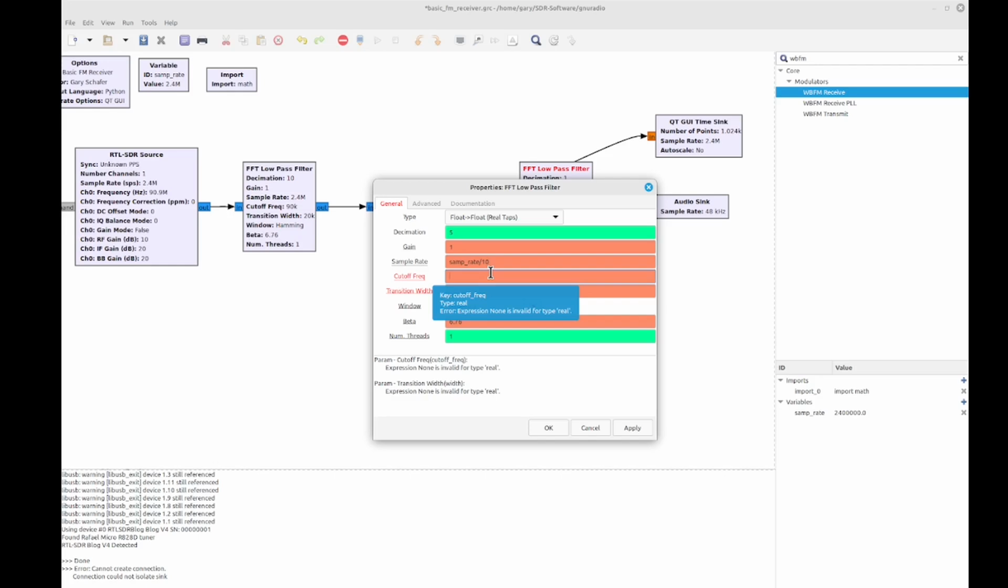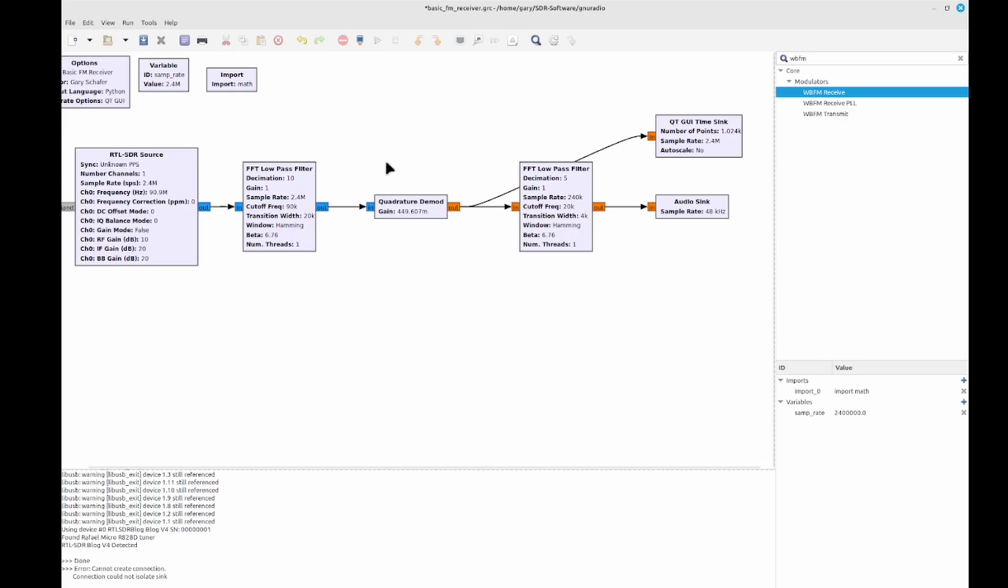Next, for the cutoff frequency and transition width, my audio frequency going out is going to be 48 kilohertz. Nyquist frequency for that is half of that, which is 24. So I want the sum of my cutoff and transition width to be no more than 24. Now, I can get away with a little bit more than that, but for now, let's just assume that that's my hard limit. So my cutoff frequency, I'm just going to say 20 kilohertz. And then the transition width is 4 kilohertz, so 20 plus 4 is 24, half of 48. I'm going to leave the Window as Hamming, and I'm going to click OK. And with that, I should be able to run this and hear audio.